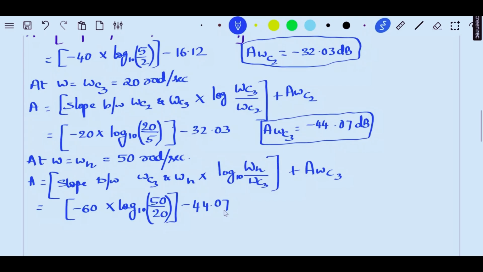So minus 60 into log of 50 divided by 20 is minus 23.87. So minus 44.07 will give you minus 67.94. So A omega H equals minus 67.94. Now what we got here is the amplitude for individual omega values. Now let us go and plot the magnitude plot in the Bode plot diagram.